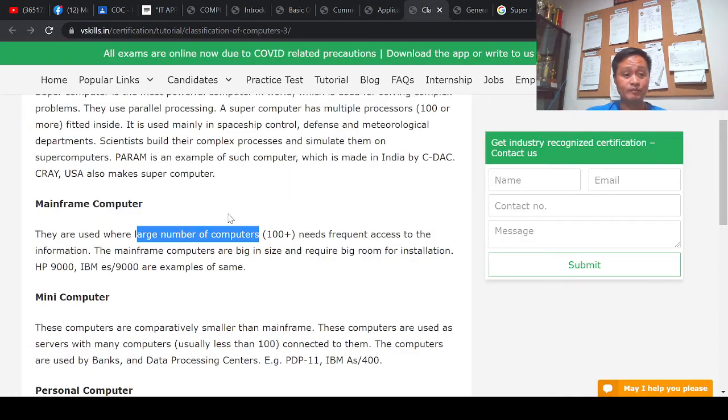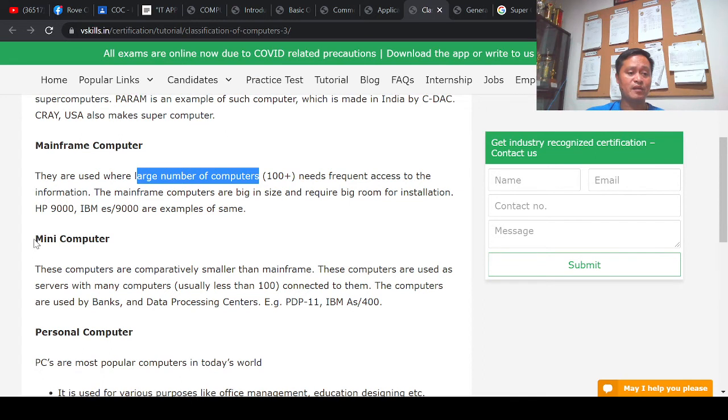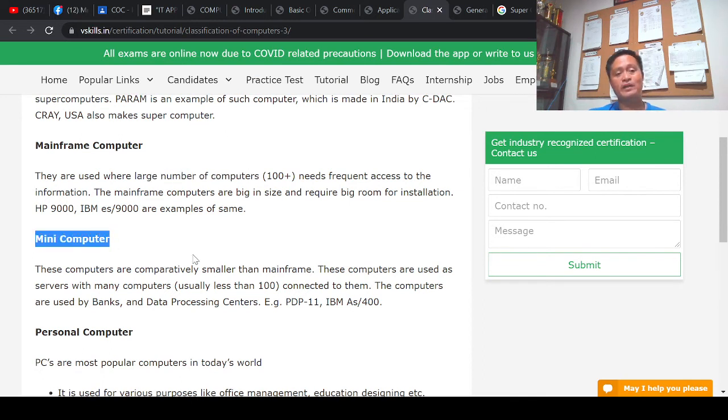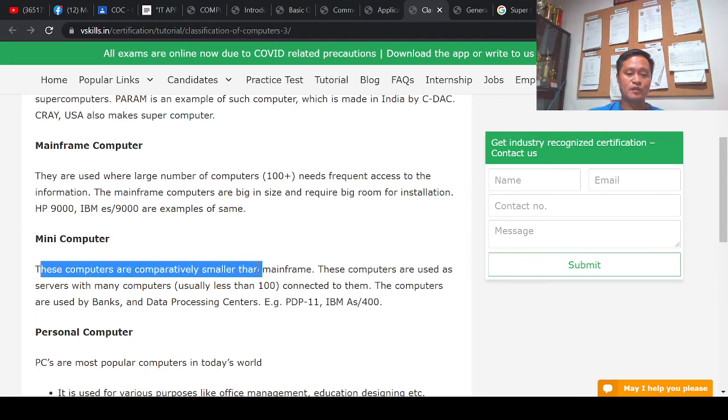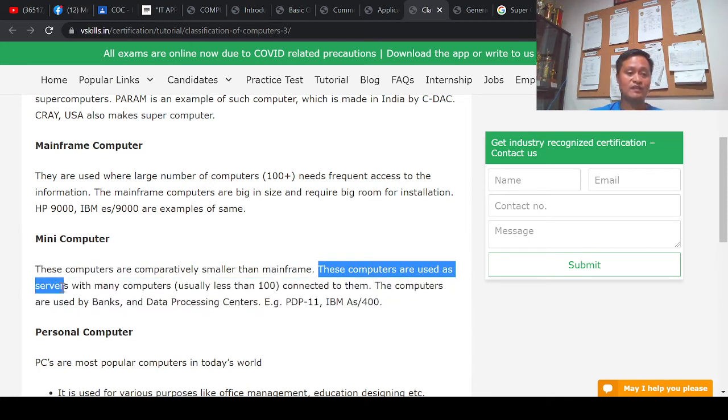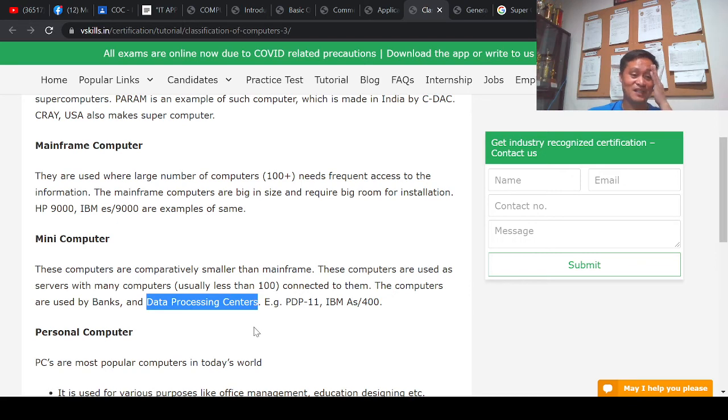And the next type of computer is the minicomputer. We have the supercomputer, mainframe, and minicomputer. These computers are comparatively smaller than mainframes, and they are used as servers. Minicomputers are so well known nowadays. The servers that we are using are considered minicomputers, and minicomputers are used by banks and data processing centers.